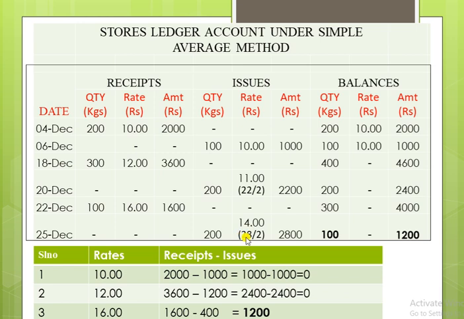So it is 28 divided by 2, that is 14 rupees. At the rate of 14 rupees you have to issue. So the amount will be 2800. 14 into 200, it is 2800. So now again quantity minus quantity. 300 minus 200, it is 100. 4000 minus 2800, it is 1200.